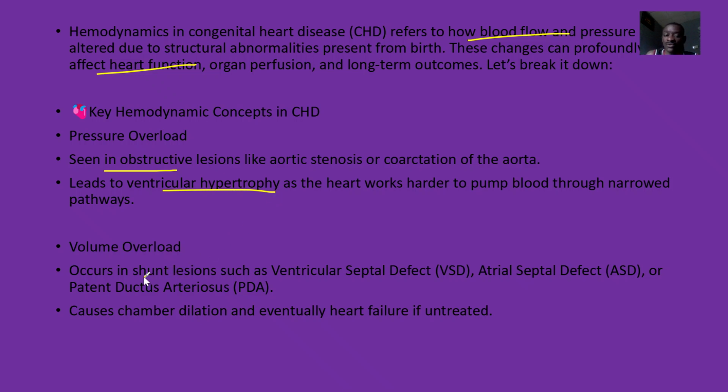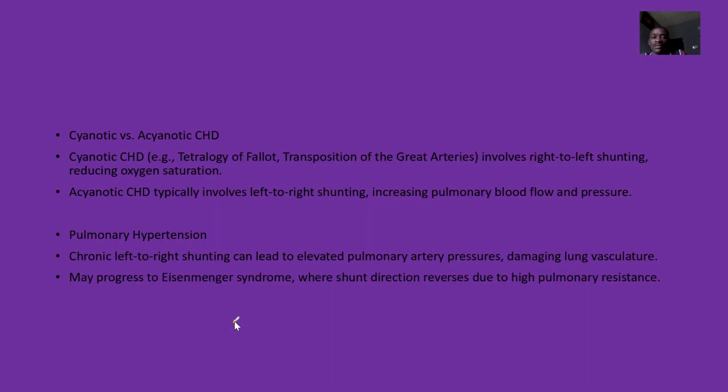So volume overload issues occur in shunt lesions like ventricular septal defects. So blood can be moving from one compartment of the heart to another, making blood overload in that compartment of the heart. So it causes chamber dilation. So you see that the chamber that is affected is becoming bigger because it's doing much more work than the other one. You understand? Then cyanotic and acyanotic ones.